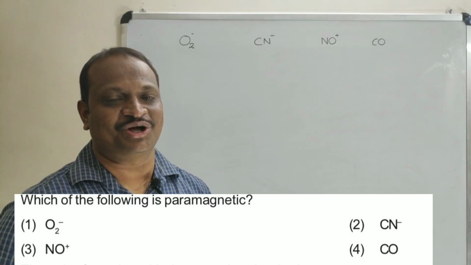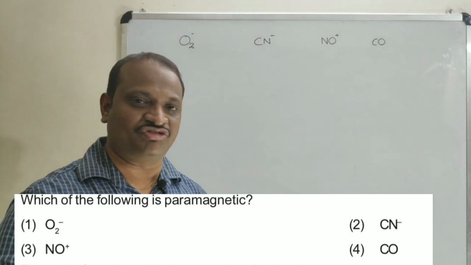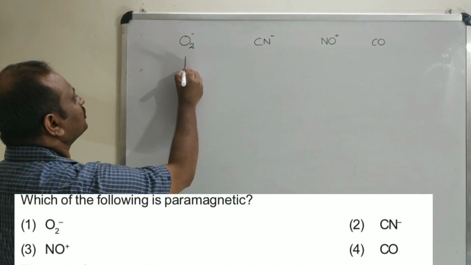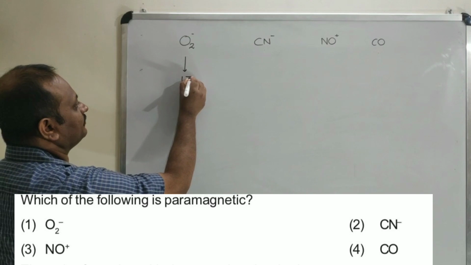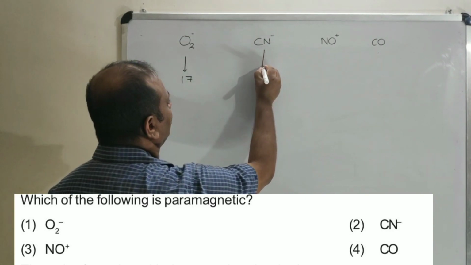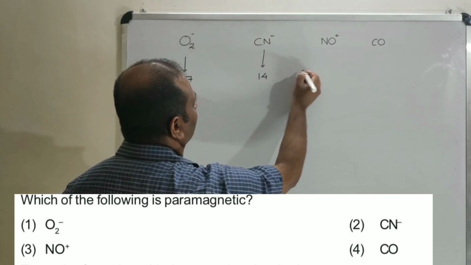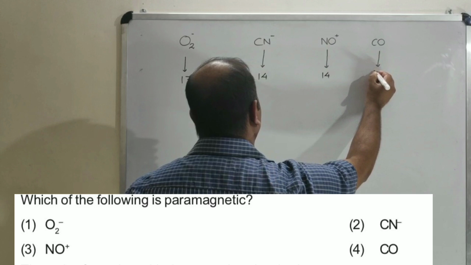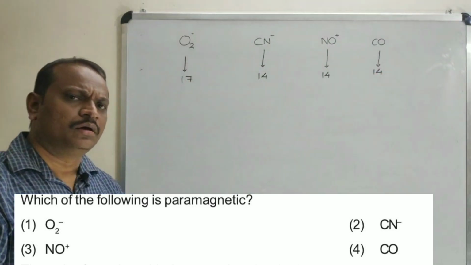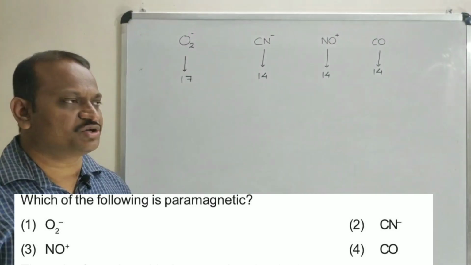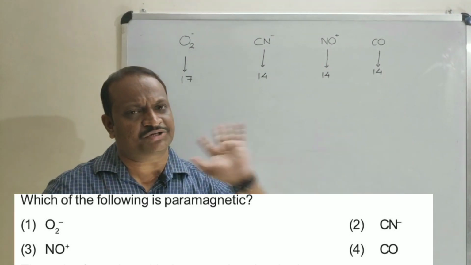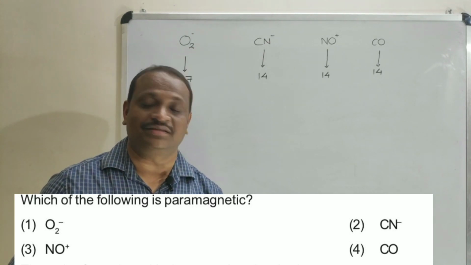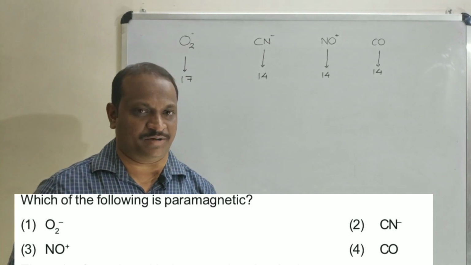If you want to know whether the compound is paramagnetic or not, first of all we need to find the number of electrons. So let me write the number of electrons. Here the number of electrons comes as 17. Here it comes as 14. Here also 14. Here also 14. You will select the answer O2 minus, because in all other cases you have the same number of electrons, that is 14. 14 means bond order is 3 and that compound is diamagnetic, which we studied already.